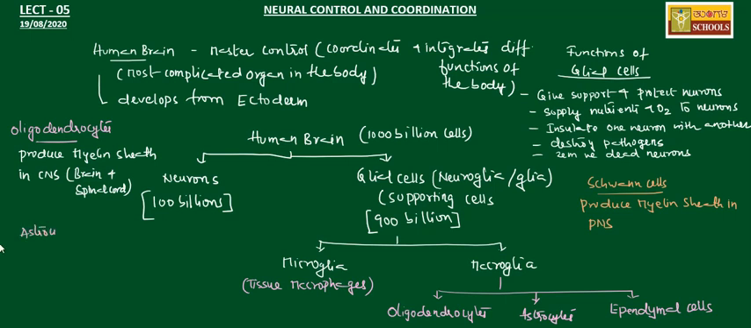Okay, then coming to astrocytes. The astrocytes are responsible for the formation of the blood-brain barrier. That will actually help in removal of some toxic substances. And here the astrocytes will act as structures that keep the blood and brain separate. So that's what the blood-brain barrier is.